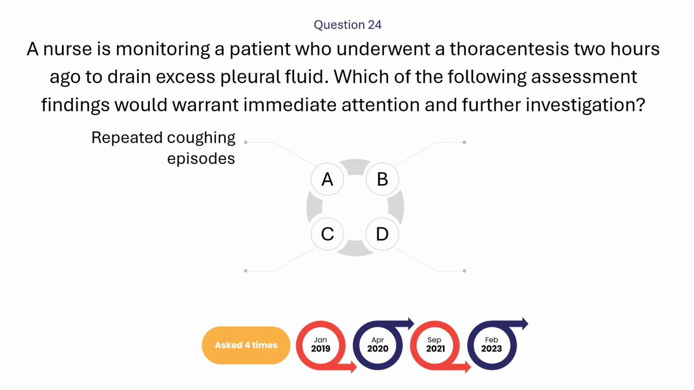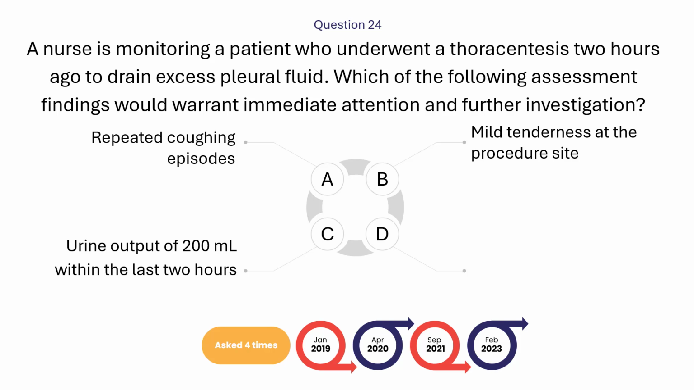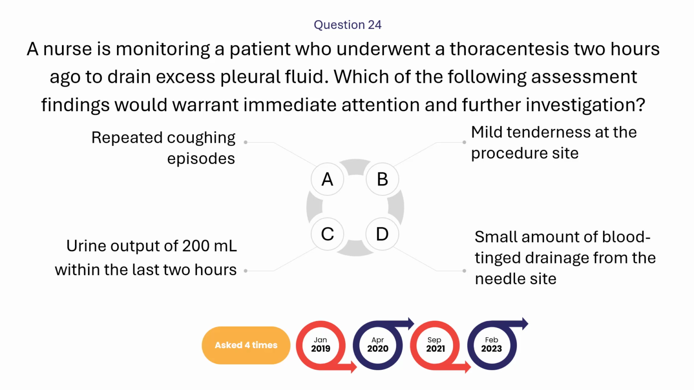A. Repeated coughing episodes. B. Mild tenderness at the procedure site. C. Urine output of 200 milliliters within the last 2 hours. D. Small amount of blood-tinged drainage from the needle site. The correct answer is A. Repeated coughing episodes. A is correct.